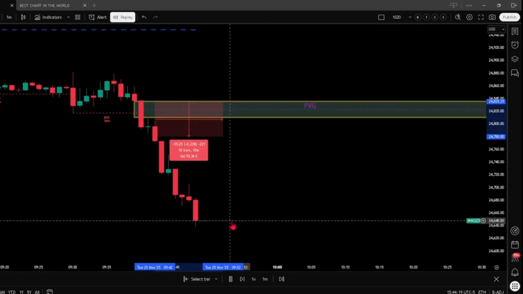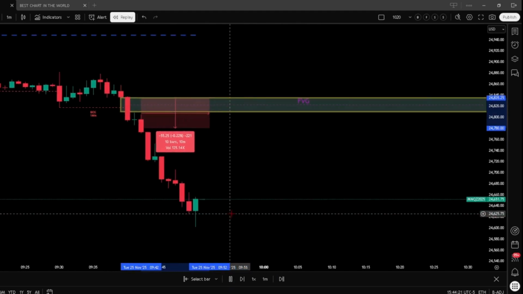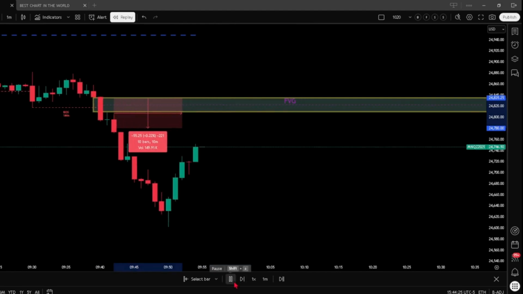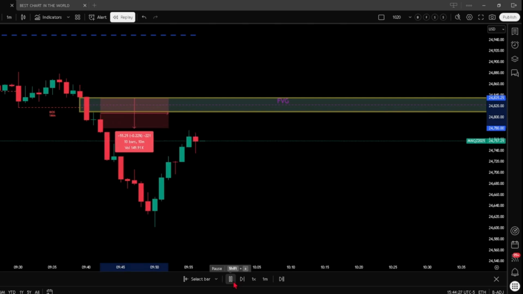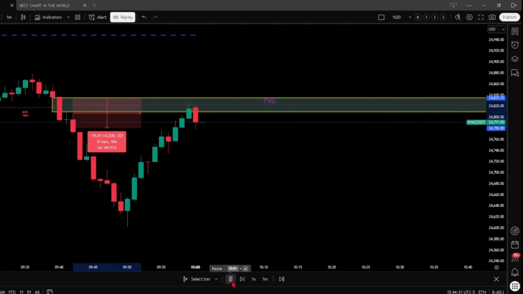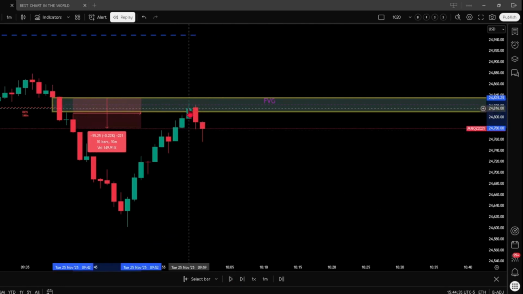And again, this is just practice, and this is the way you should practice if you're new. Don't even think about trading until you've pulled back into it. Okay. So we pull back into the fair value gap at 10 o'clock, 9:59, 10 o'clock.